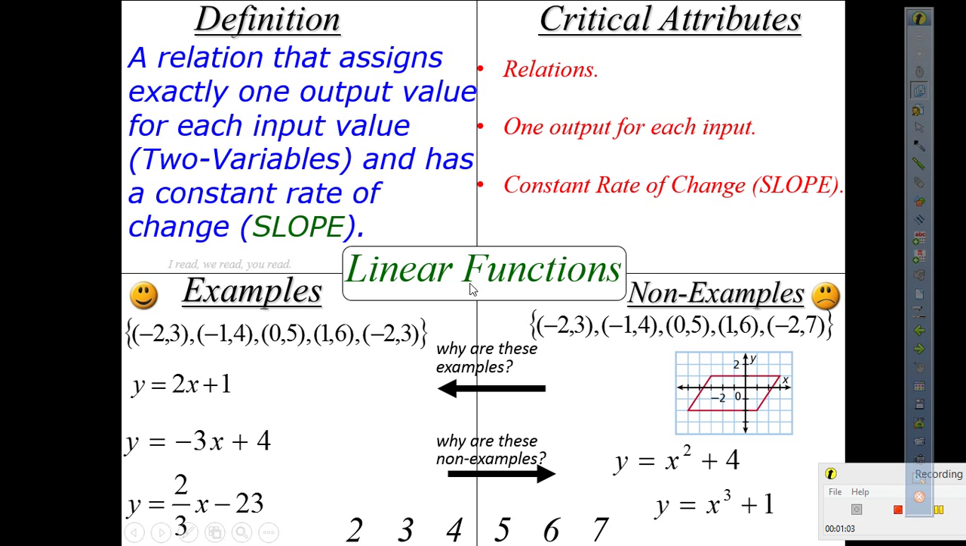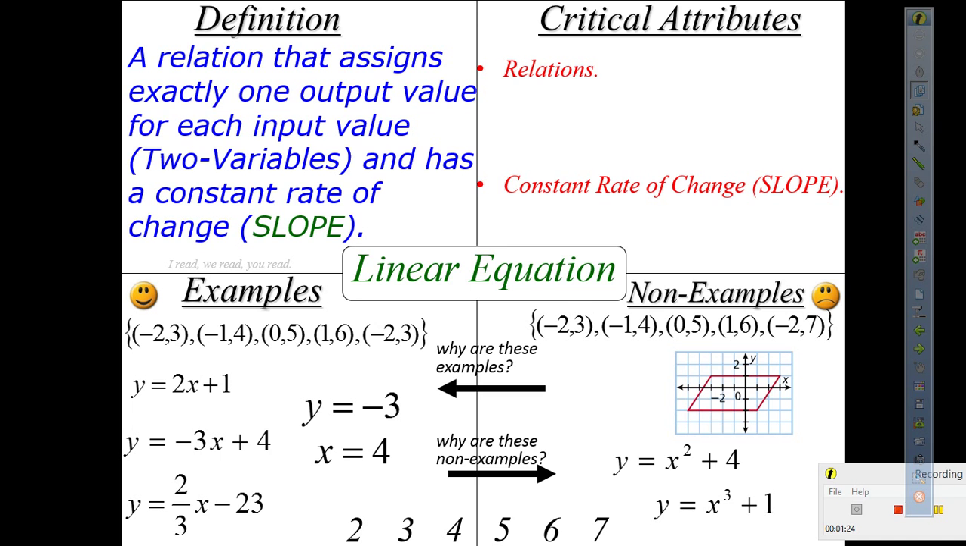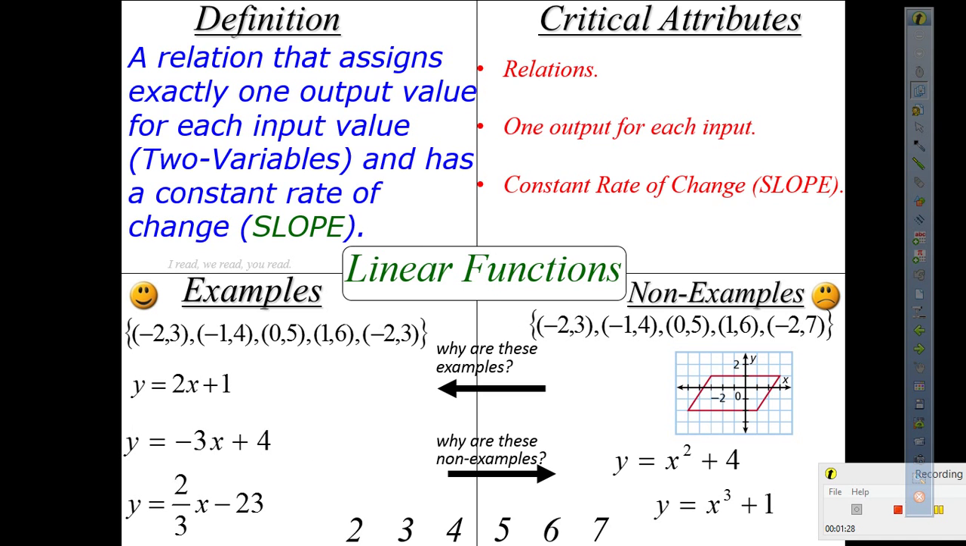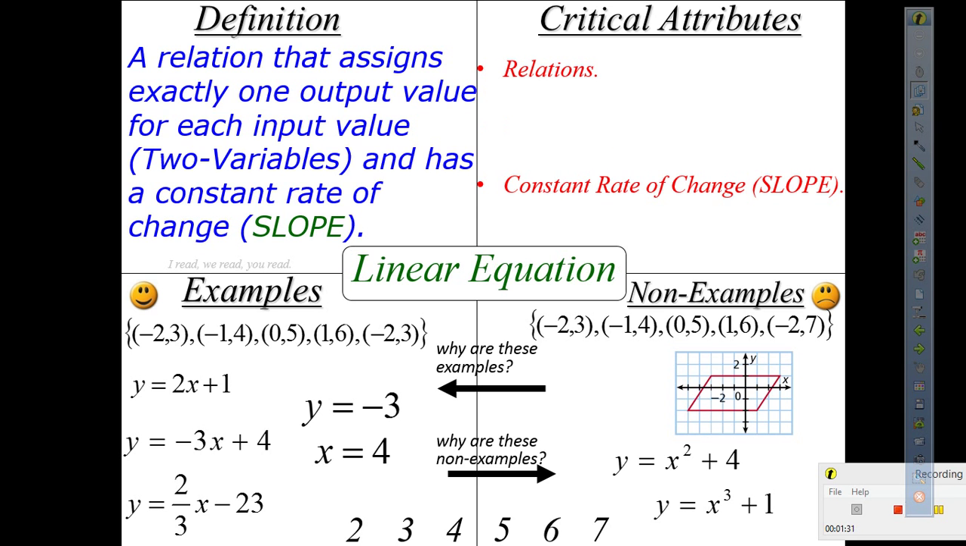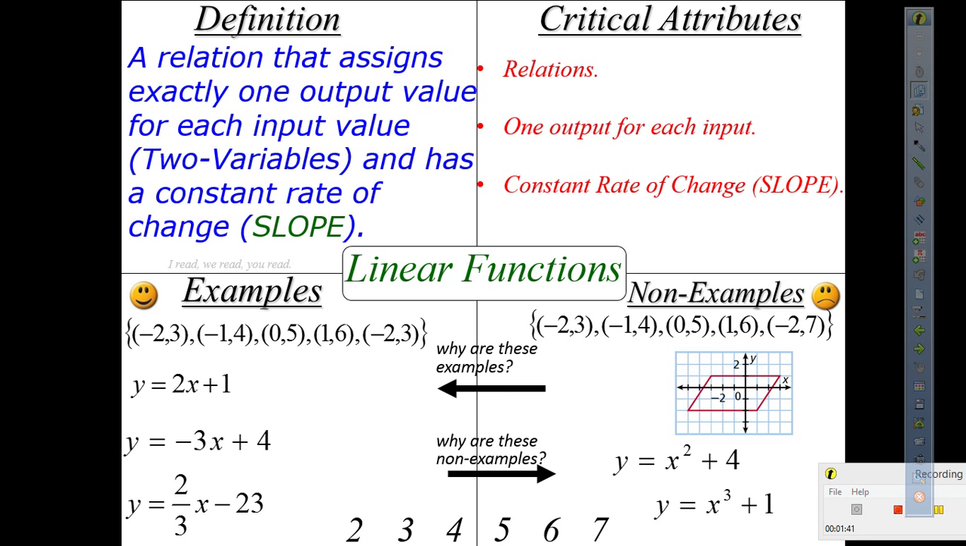So last week, linear functions. This week, linear equations. Last week, linear functions. This week, linear equations.